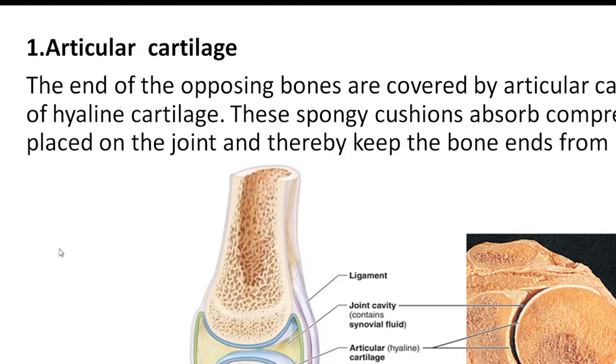Articular cartilage, what you see, articular cartilage. The ends of the opposing bones are covered by articular cartilage composed of hyaline cartilage. These spongy cushions absorb compressive forces placed on the joint and thereby keep the bone ends from being crushed.